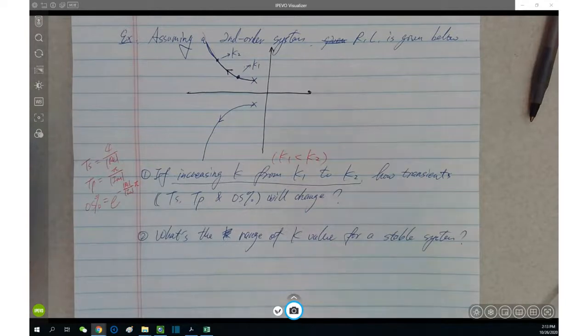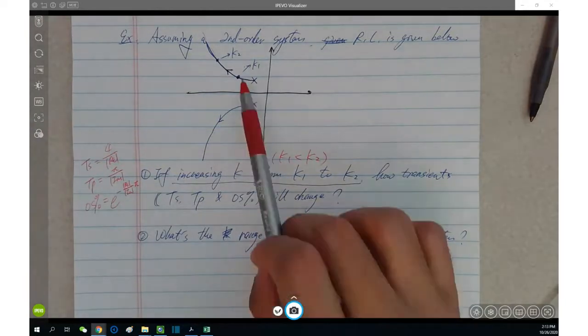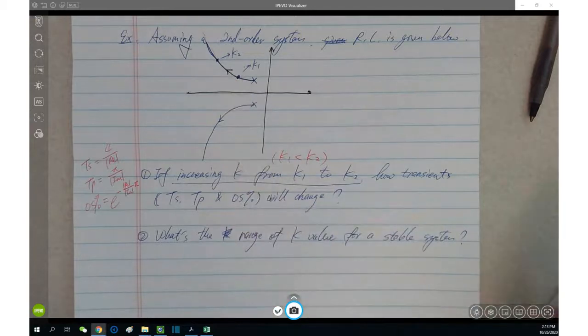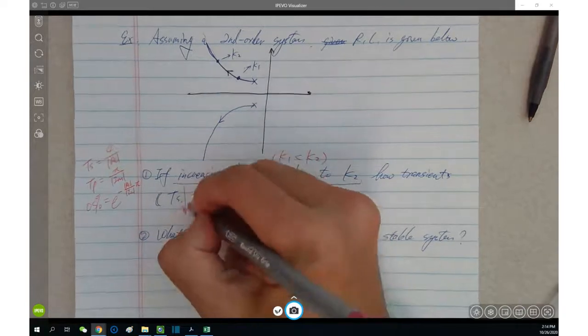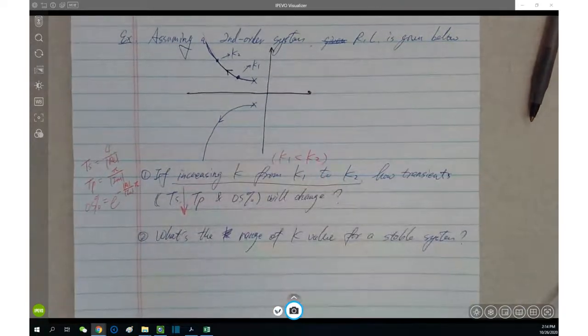So with these 3 formulas, let's think about this. From 1 to 2, is TS decreasing or increasing? This is not difficult. TS, TP, not difficult. I think overshoot is a little bit harder. TS is what? Decrease. Good. How about TP?